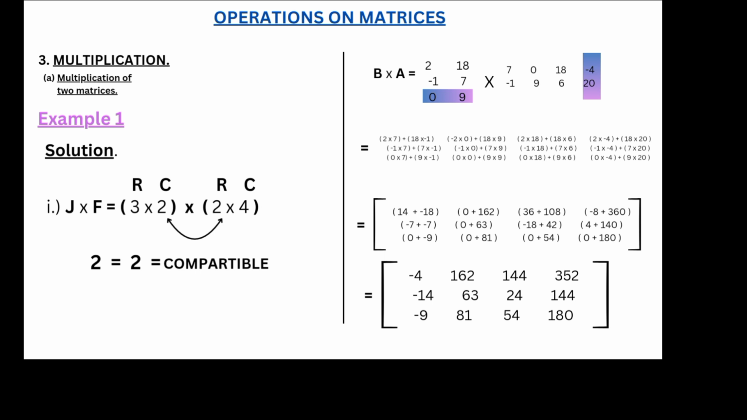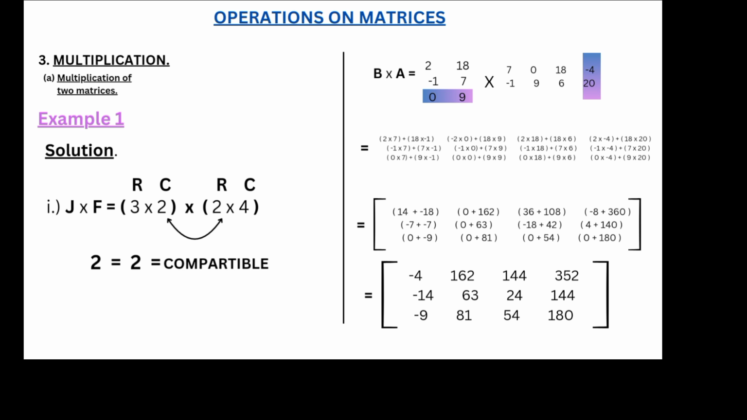So we predicted that our product will be a 3 by 4 matrix, right? And we are correct since it has 3 rows and 4 columns. So row 1 is negative 4, 162, 144, 352. Row 2 is negative 14, 63, 24, 144. Row 3 is negative 9, 81, 54, 180.